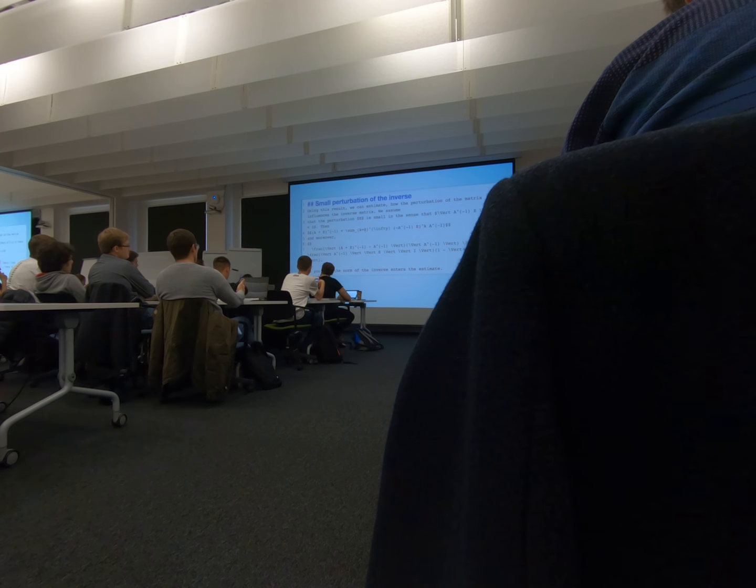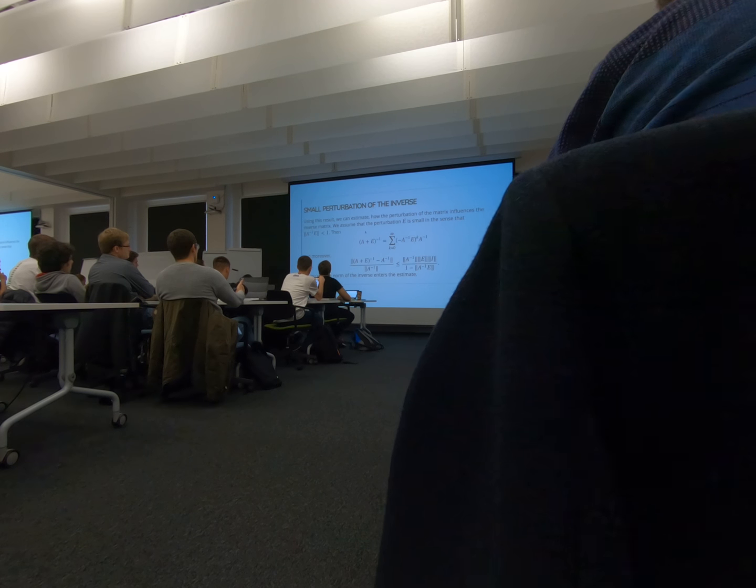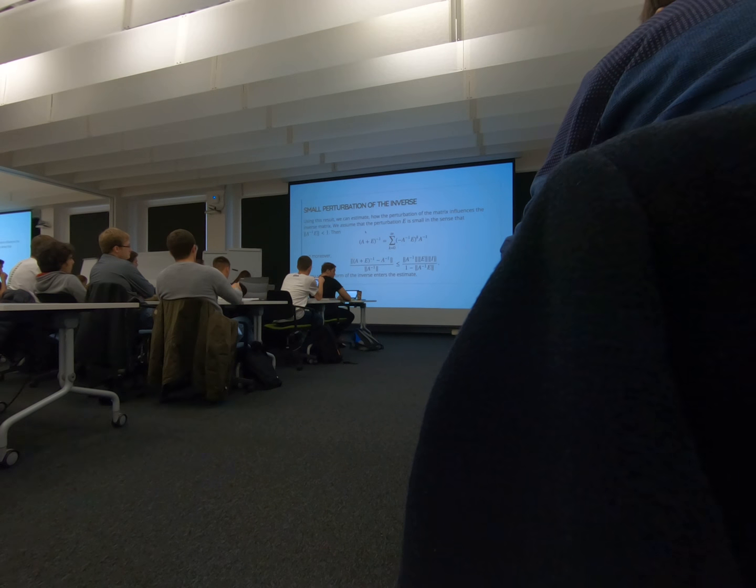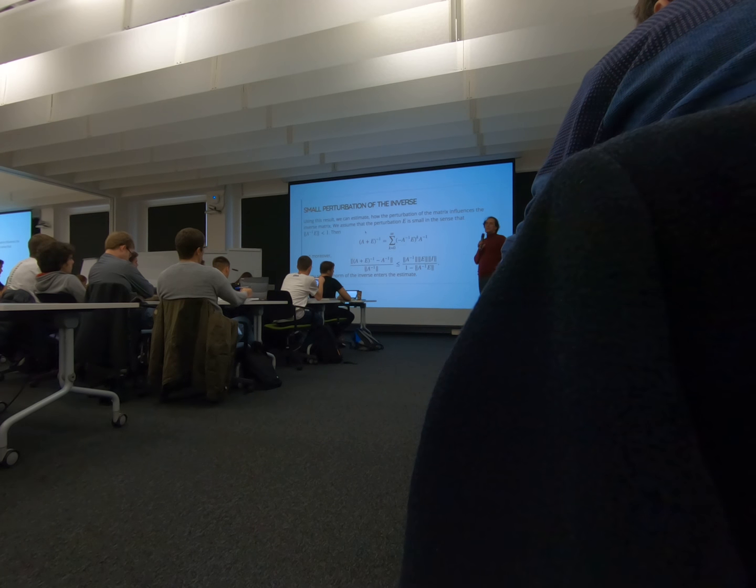So what is the meaning of the Neumann series? The meaning of the Neumann series is that if you take an identity matrix, which is the best matrix possible, and take a small perturbation of the identity matrix, how bad can it get?